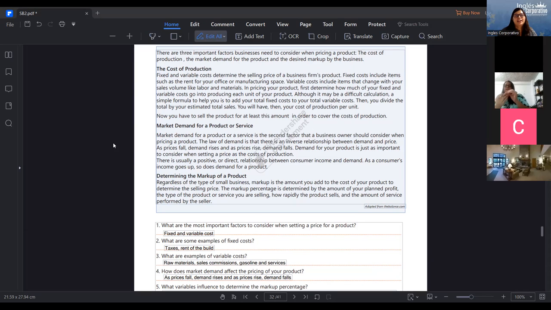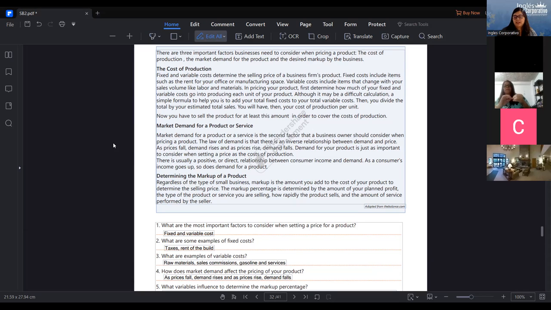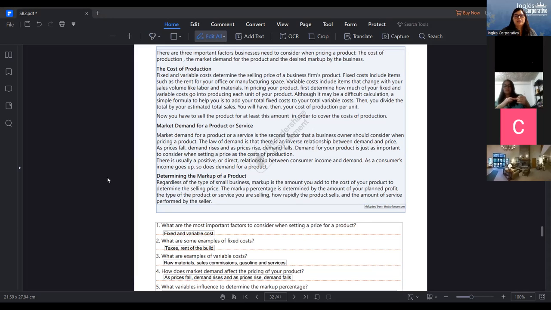Well, I am going to start with number one, the cost of production. Fixed and variable costs determine the selling price of a business firm's product. Fixed costs include such things as the rent for your office or manufacturing space. Variable costs include items that change with your sales volume, like labor and materials.